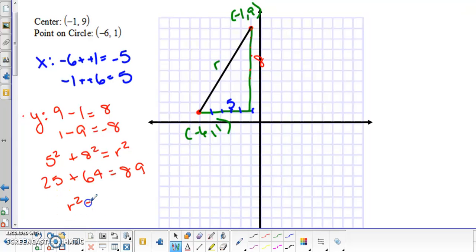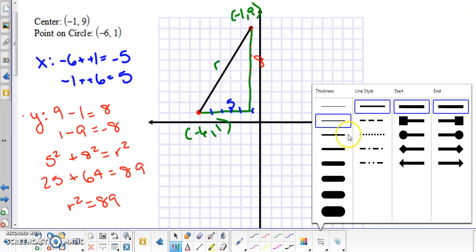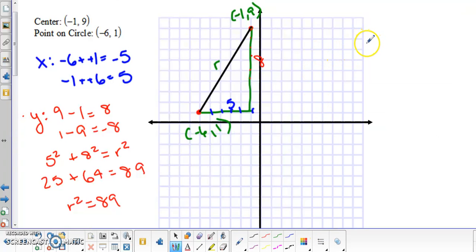So now I know r squared equals 89. I don't need to square root it because I'm putting it into my equation for the formula, and that requires an r squared. So I've got x minus h, which I'm getting from my center right here. So x minus 1, so plus 1 squared, plus y minus k, so minus 9 squared, equals 89.